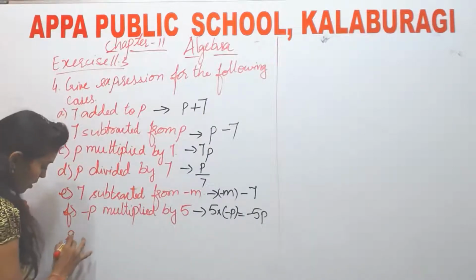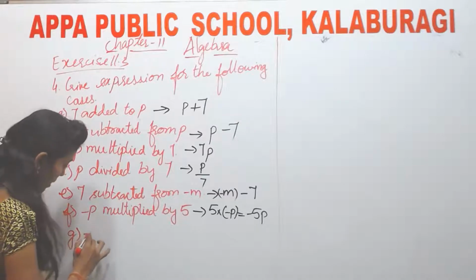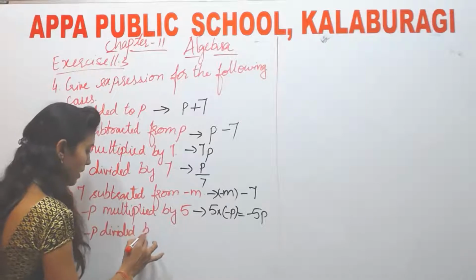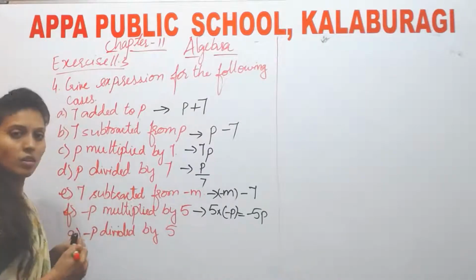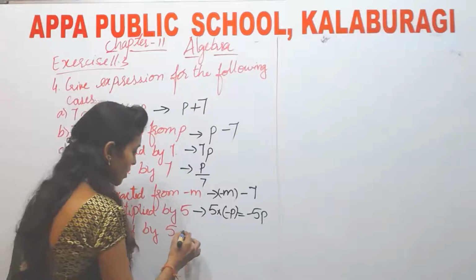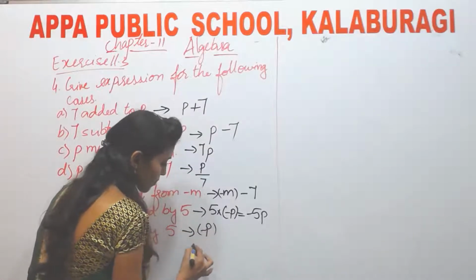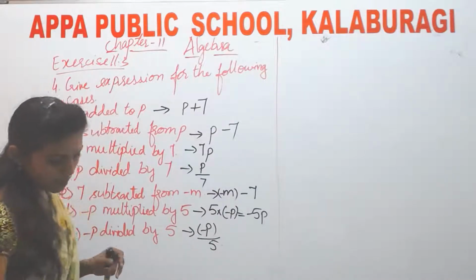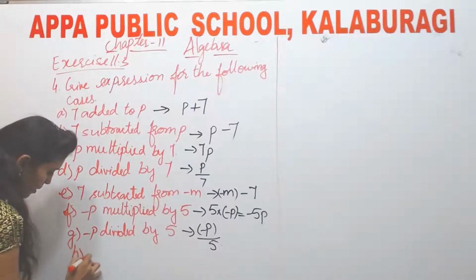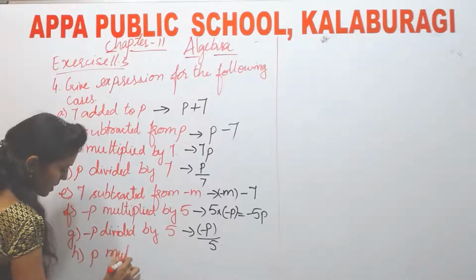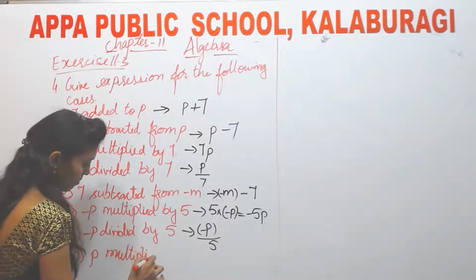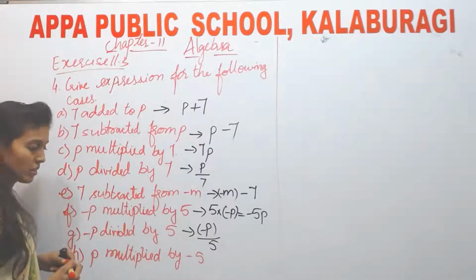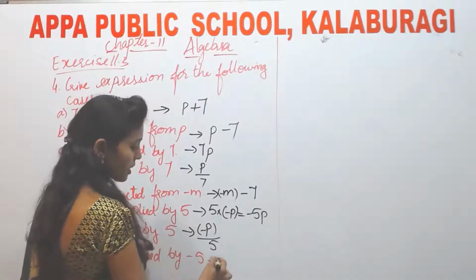G. Minus p divided by 5. Minus p divided by 5. So, minus p divided by 5. That's it. Next, p multiplied by minus 5. P multiplied by minus 5. Yes. You can guess it.